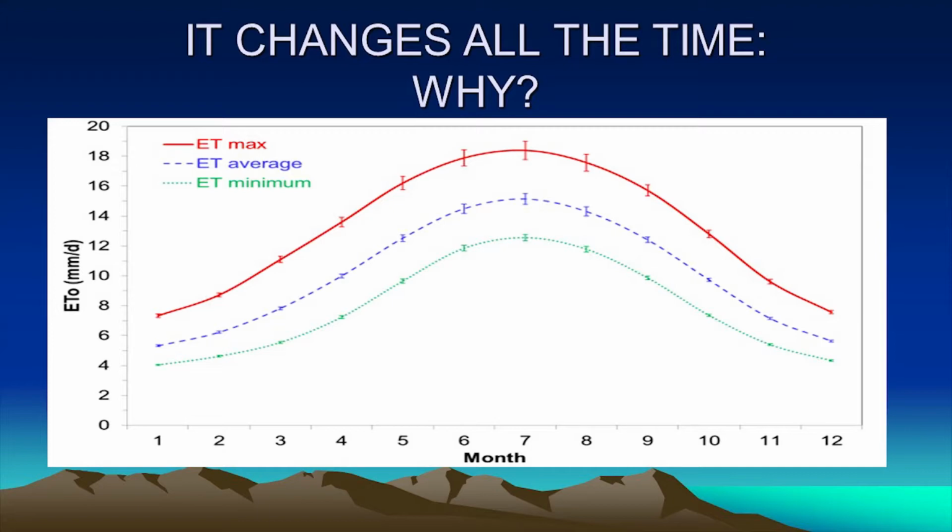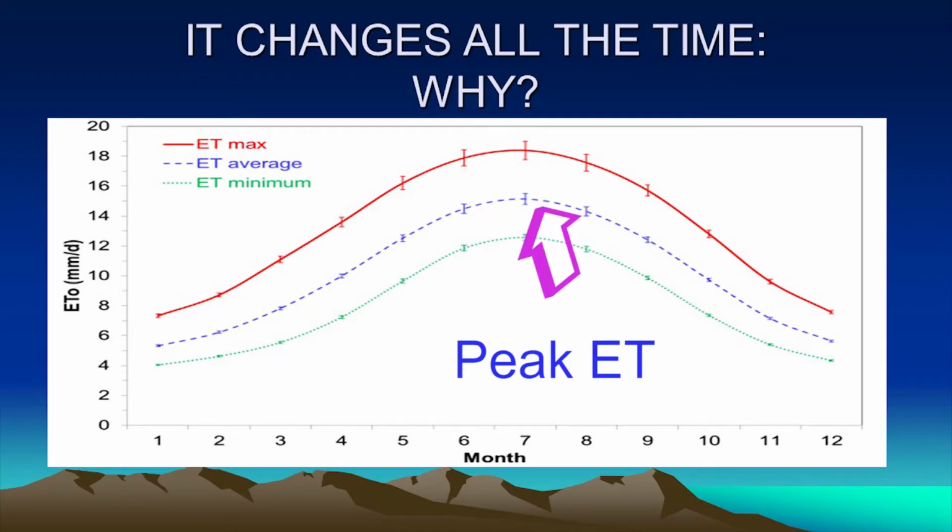ET changes all the time. This is a graph. It's months going across the bottom. So this one is January, February, March, April, May, on down. And then this is ETO, not in inches, but in the metric system, so it's in millimeters. You can see it's got the average, the minimum, and the maximum. It's lowest around December and January. And then as it gets warmer and the days get longer, the ET rate changes, until finally, around July 1st, we have what we call peak ET.